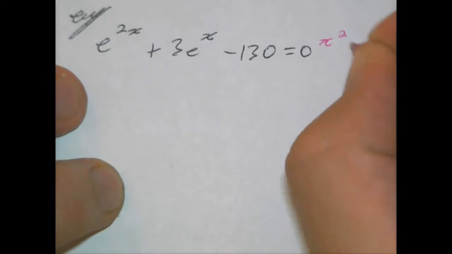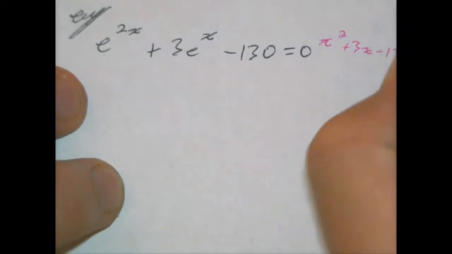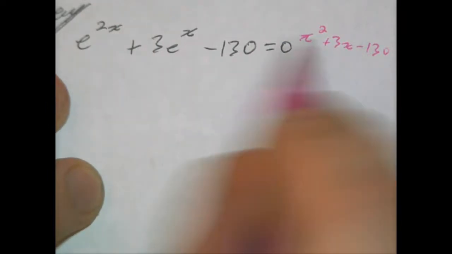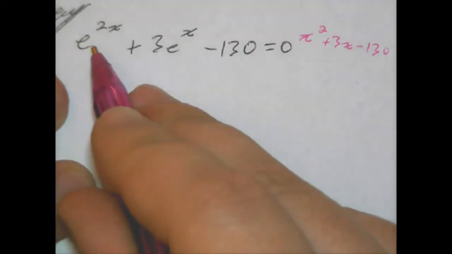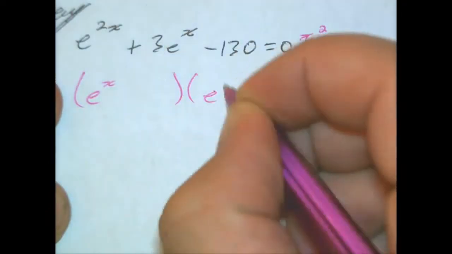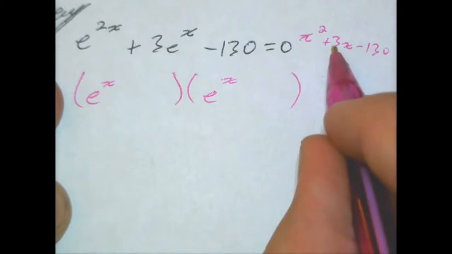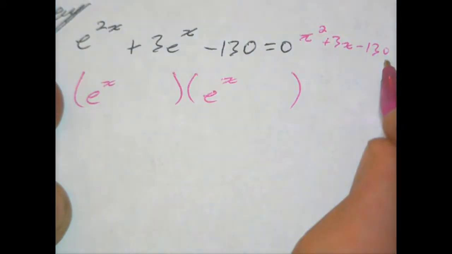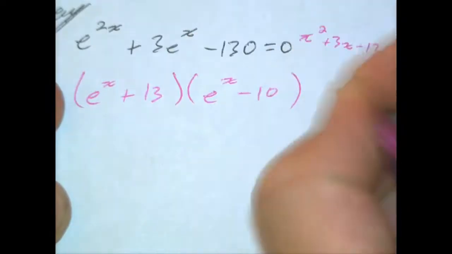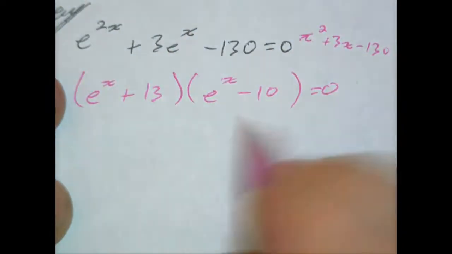If we had x squared plus 3x minus 130, right? Because I know x times x will give me x squared, just like e to the x times e to the x will give me e to the 2x. So that's the first part, e to the x and e to the x. They have to add to be the middle number, multiply to be the last. So I know I can have plus 13 minus 10, still equal to 0. And pretty much I've just factored these out.